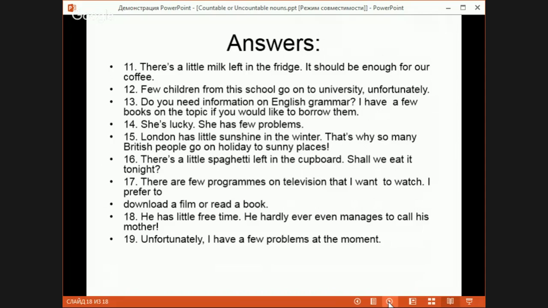19. Unfortunately, I have a few problems at the moment. You see, a few problems, for me, it means unfortunately. Again, the same principle that I explained to you before. And finally, there is a little juice left, so it's good news for you in case you are thirsty.